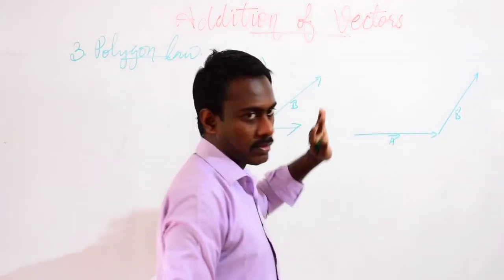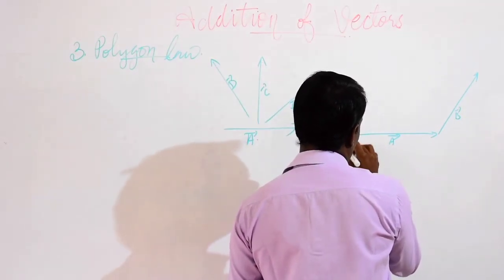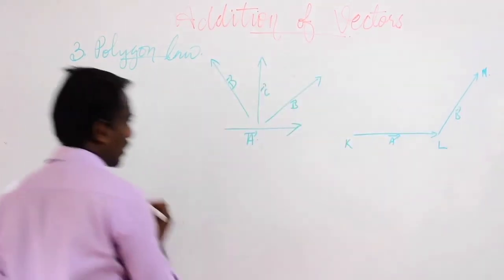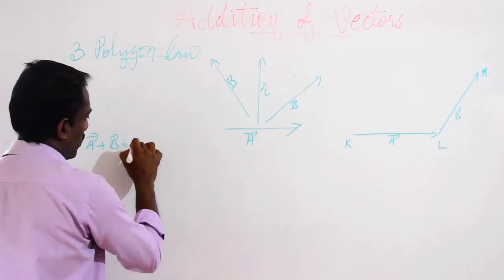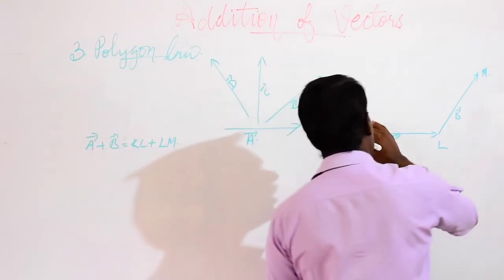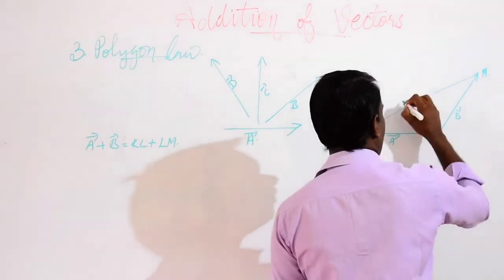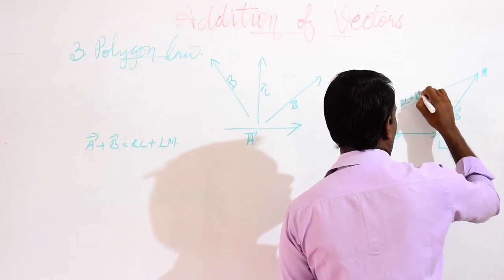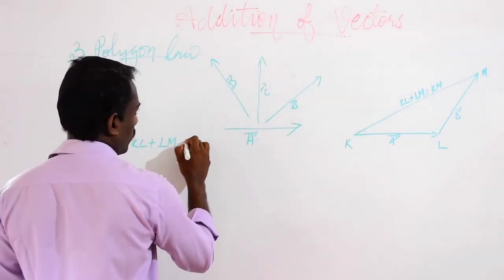Now when we add them together, what will be the resultant vector? For example, this is K, this is L, this is M. Now the resultant vector can be written as A plus B is equal to KL plus LM. If you join these two lines, KL plus LM is equal to KM, which will be the resultant vector.